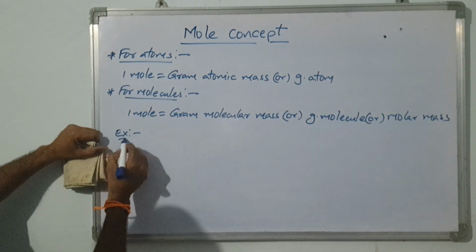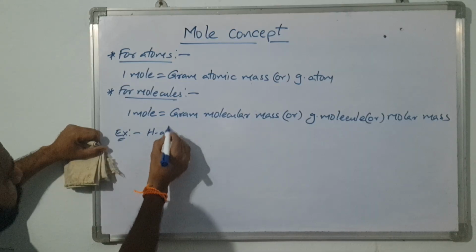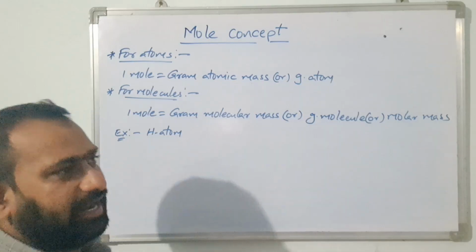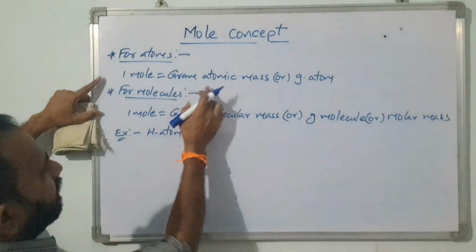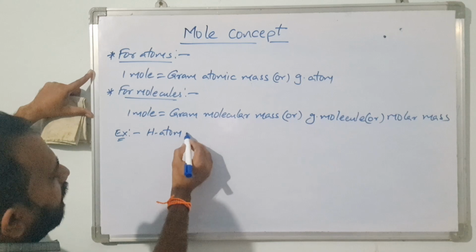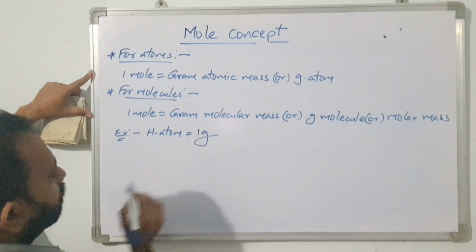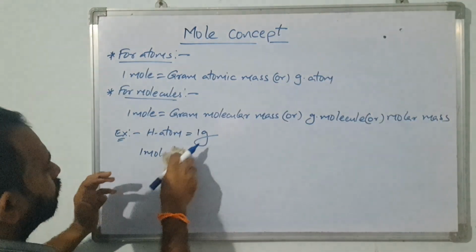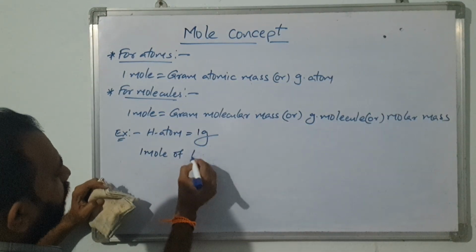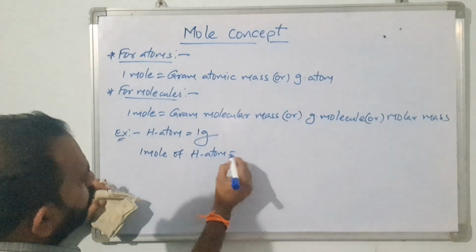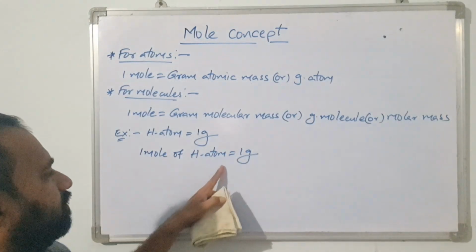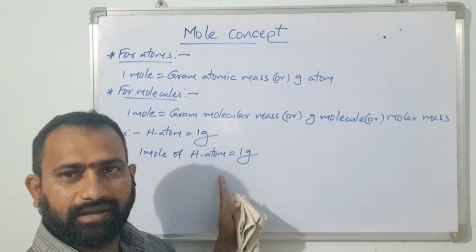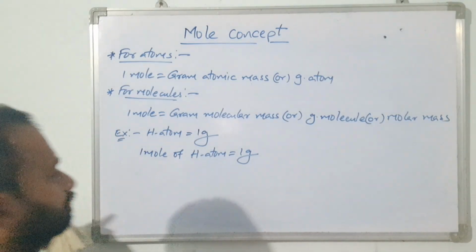For example, hydrogen atom. So 1 mole of hydrogen atoms is equal to, what is the gram atomic mass of hydrogen atom? Its gram atomic mass is equal to 1 gram. So 1 mole of hydrogen atoms is equal to 1 gram. 1 gram is the gram atomic mass or gram atom of hydrogen. So 1 gram of hydrogen atoms is equal to 1 mole.